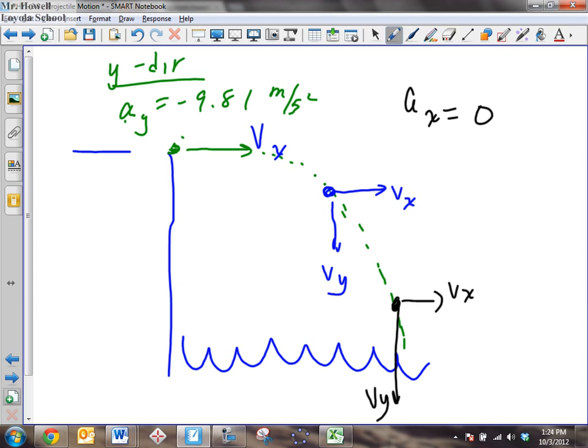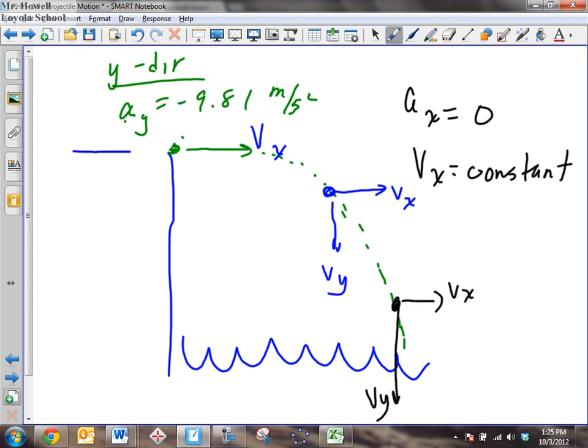Okay? So what we can say here is that the velocity in the x direction is a constant. And a constant means it is not changing. Whereas the velocity in the y direction is different. Initially, look at this object here. It's pushed outward, or it's pushed horizontally. So there's no vertical velocity at all. It's only in the x. But then you notice, isn't there a vertical velocity as we go down?